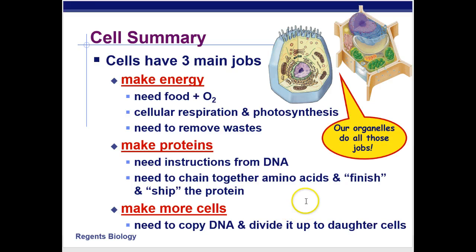Here's our summary. Cells have three main jobs. They need to make energy in the form of ATP, which will also have to remove waste from doing that process. The making of ATP is called cell respiration. They'll need to make proteins, because remember, proteins do all the work of the cells. Well, maybe not all the work, but most of the work. And they need to make more cells, and that will contain making more DNA and then dividing the cells into two daughter cells, making sure that each new cell has a copy of the DNA, the copy of the cell's instructions to making proteins.